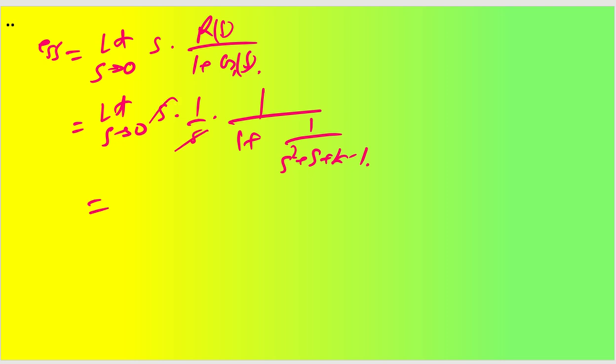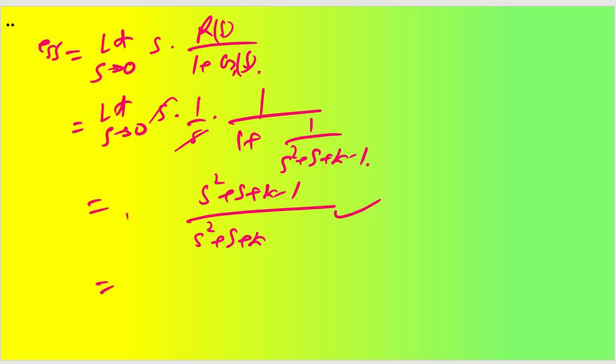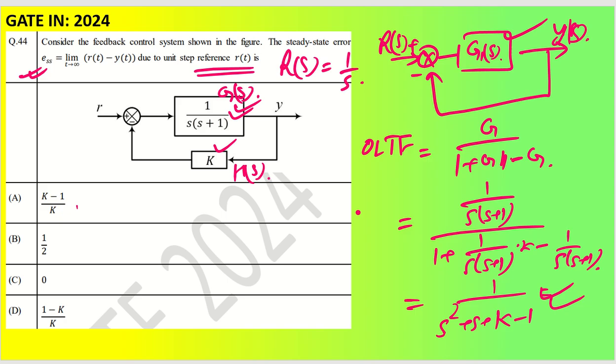Now this got cancelled. If you take it up, it becomes s square plus s plus K minus 1 divided by, down below, s square plus s plus K, since minus 1 plus 1 got cancelled. If you put the limit s tends to 0, this is going to be K minus 1 by K. So this is your steady state error. The option number A, K minus 1 by K, is the correct answer. Understood? Those who are getting 0 directly are actually wrong.